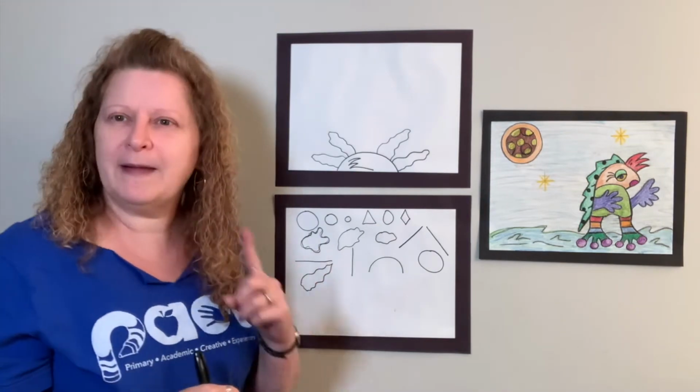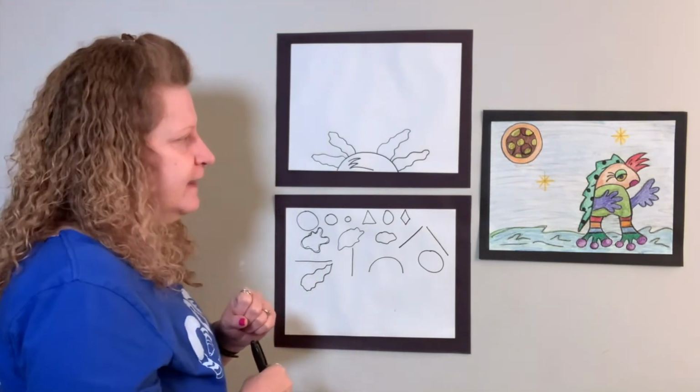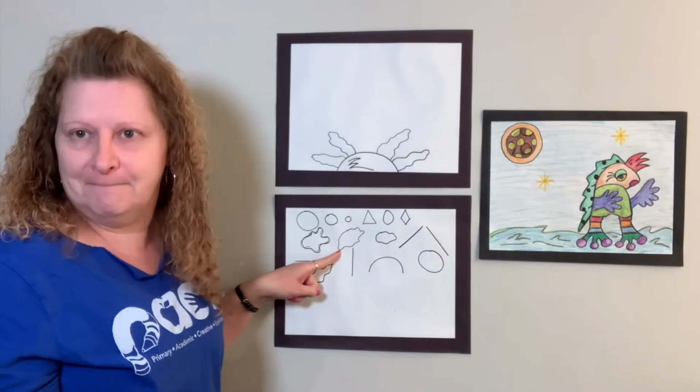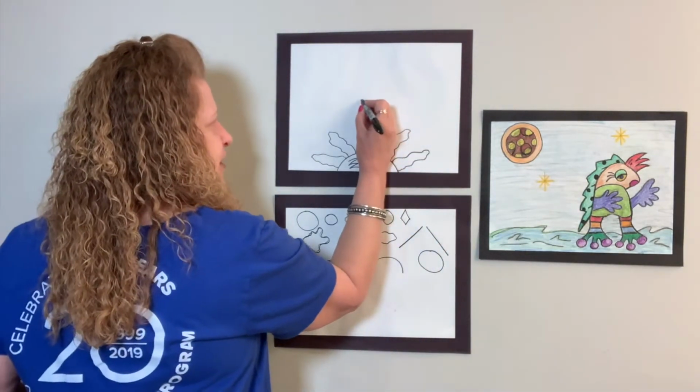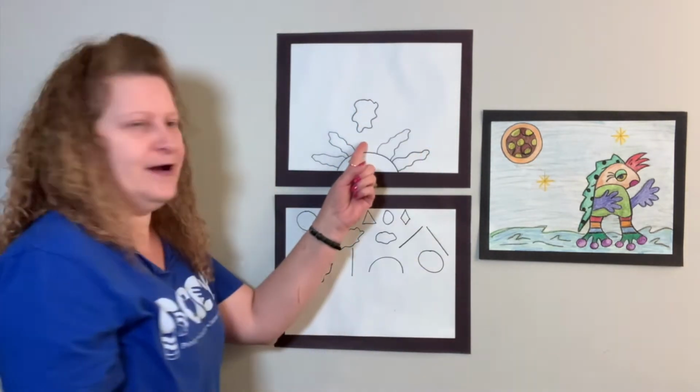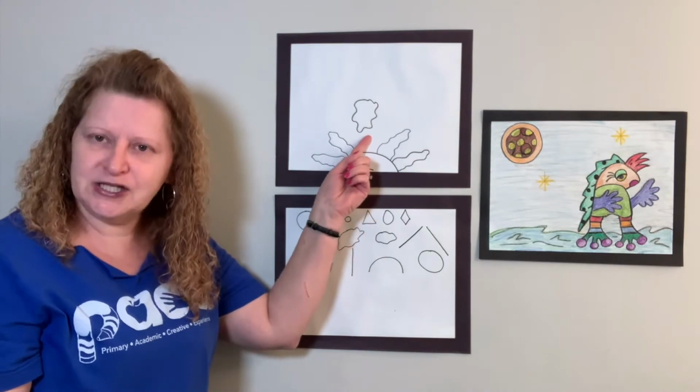What do I want my character to look like? I think that I want my character, one, to have an organic body. So I'm going to start right here and I'm going to draw his body. There is his body, an organic shape.